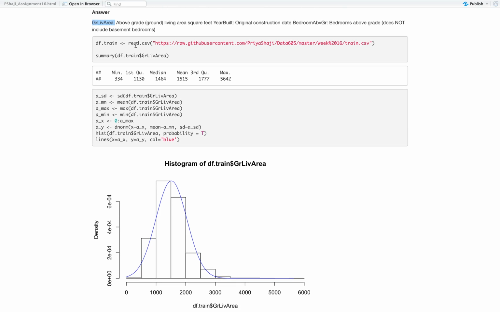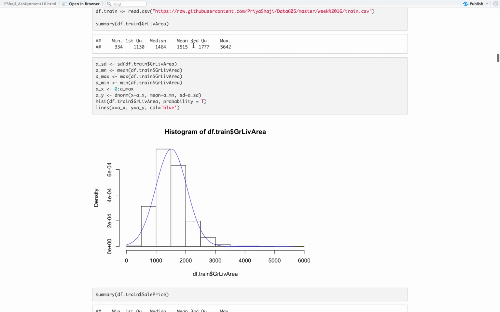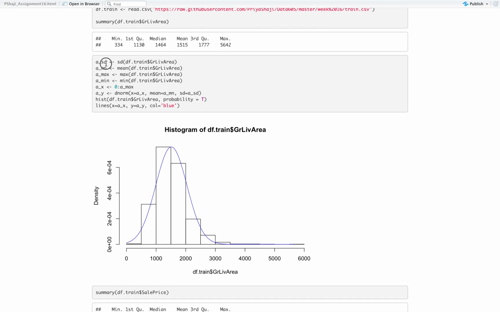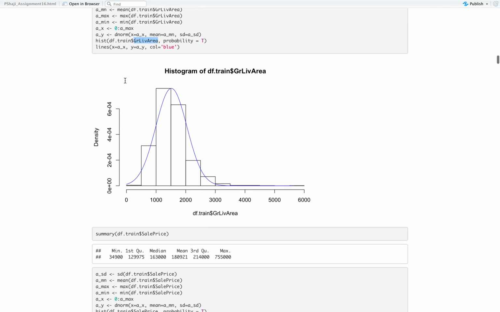So first of all, we will upload the training data set, which is also provided in my GitHub. After that, we compute the standard deviation, mean, maximum value, and minimum value, and we plot a histogram for the living area above ground level of the training data set.